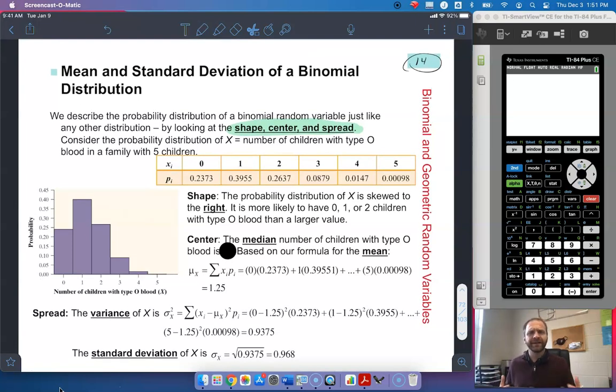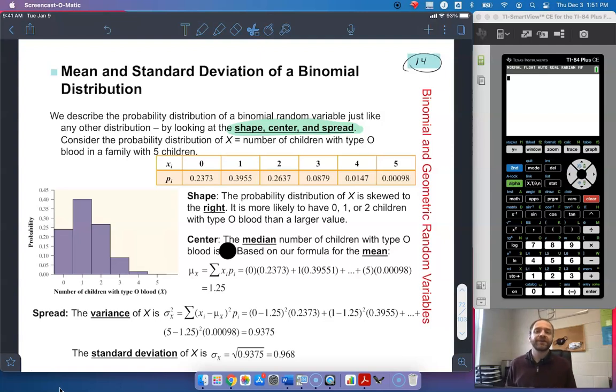And when we're looking at the mean and standard deviation of a binomial distribution, let's refresh our memory a little bit on random variables. Everything always goes back to the idea of shape, center, and spread. I want you to keep that in mind: shape, center, and spread. If we have a random variable, let's just say x equals, because if you don't define it, you don't get to use it.